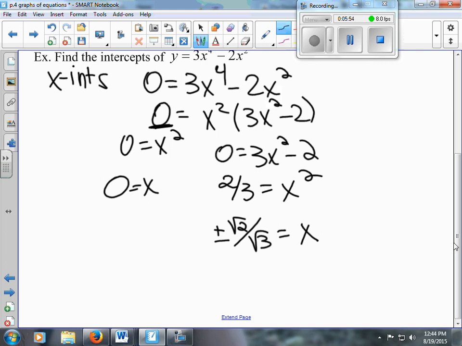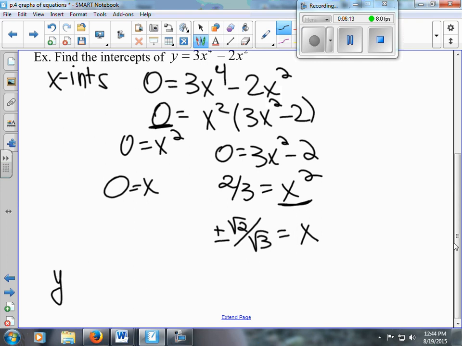And so there are actually two solutions here. One when you have positive square root of 2/3 and one when you have negative square root of 2/3, because there are two numbers that when you square them, you get positive 2/3. Those two numbers are positive square root of 2/3 and negative square root of 2/3.